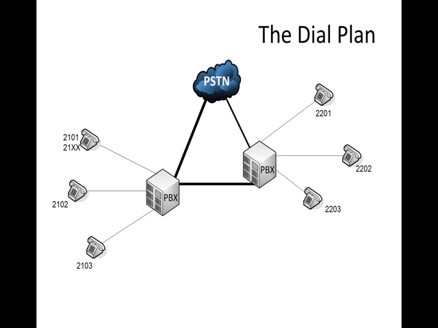we've got an enterprise network where we have to allow these two PBXs to communicate. There's a private trunk between them. We also route calls out to the PSTN so they can call anybody in the world and anybody in the world can call them. The task for the dial plan is how do I know when extension 2102 dials 2203, how do the switches know where to route that? And that's what the dial plan accomplishes.